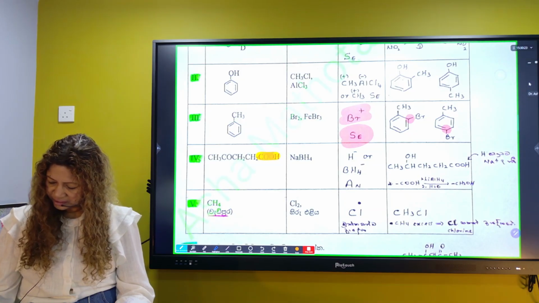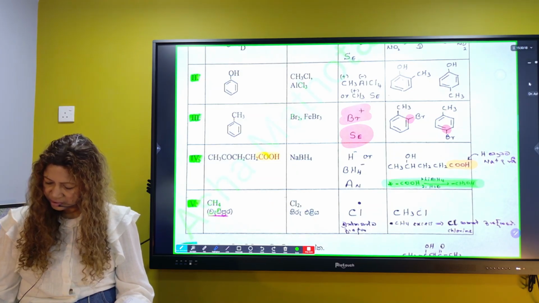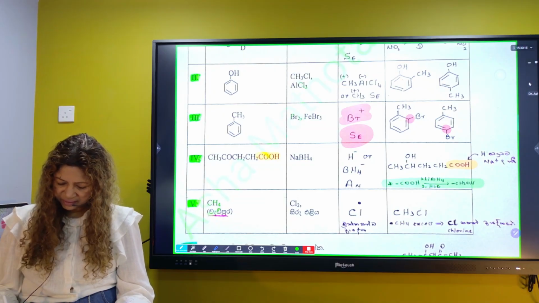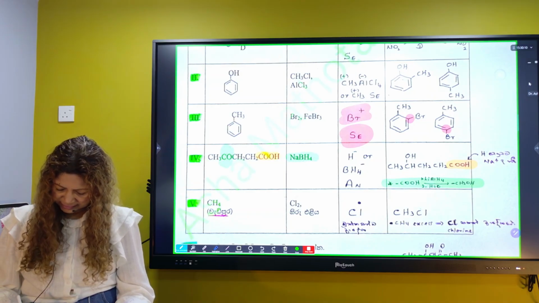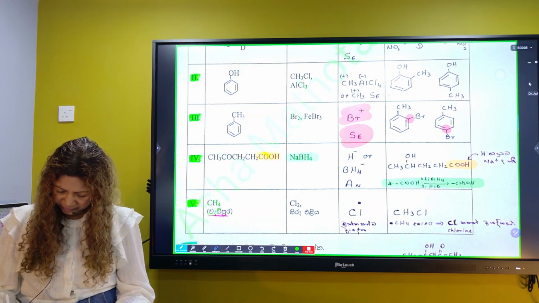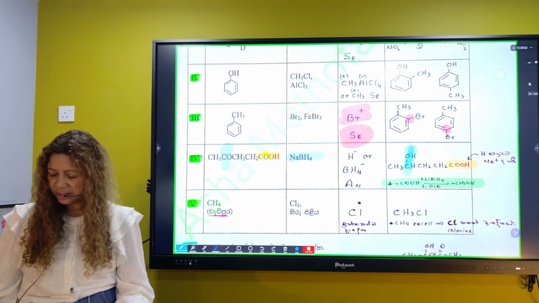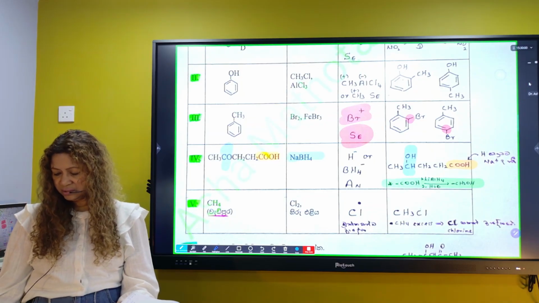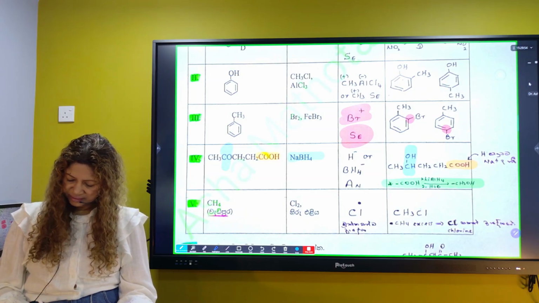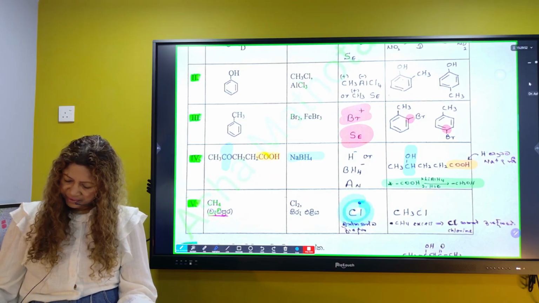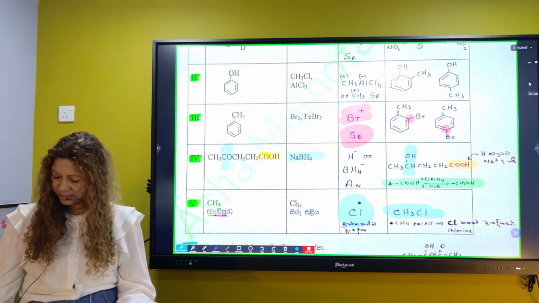NaBH4, this part just exists as it is. To convert this into CH2OH you need lithium aluminum hydride, but they gave sodium borohydride, so that only reacts on this C=O to convert it. Sodium borohydride acts on carbonyl to convert it to alcohol. Here it's a ketone, so secondary alcohol, nucleophilic addition. Chlorine free radical, CH3Cl. This is free radical substitution.